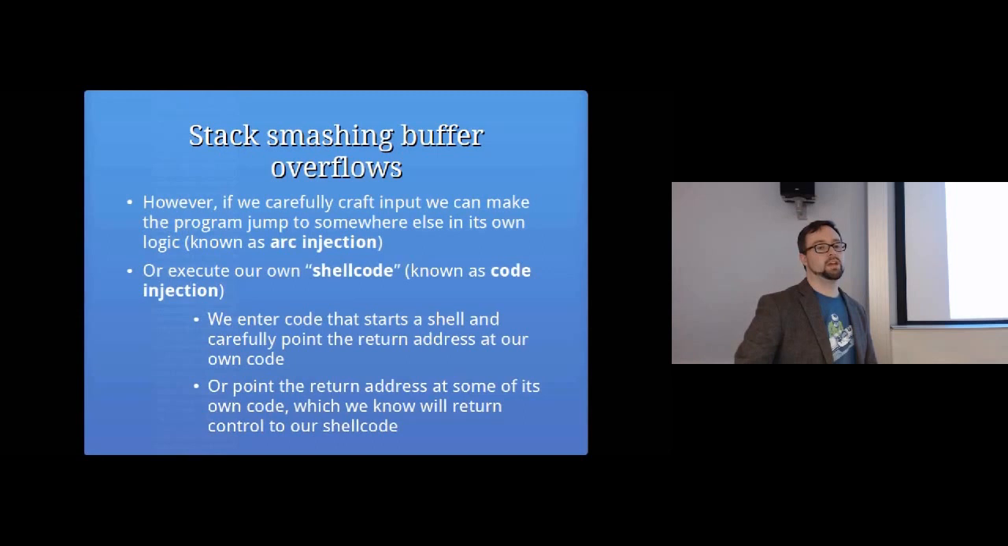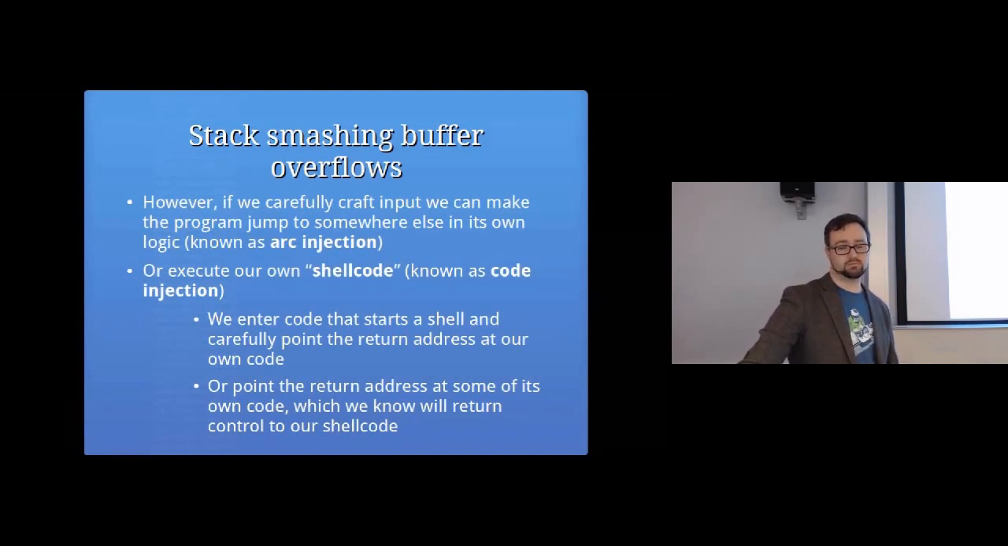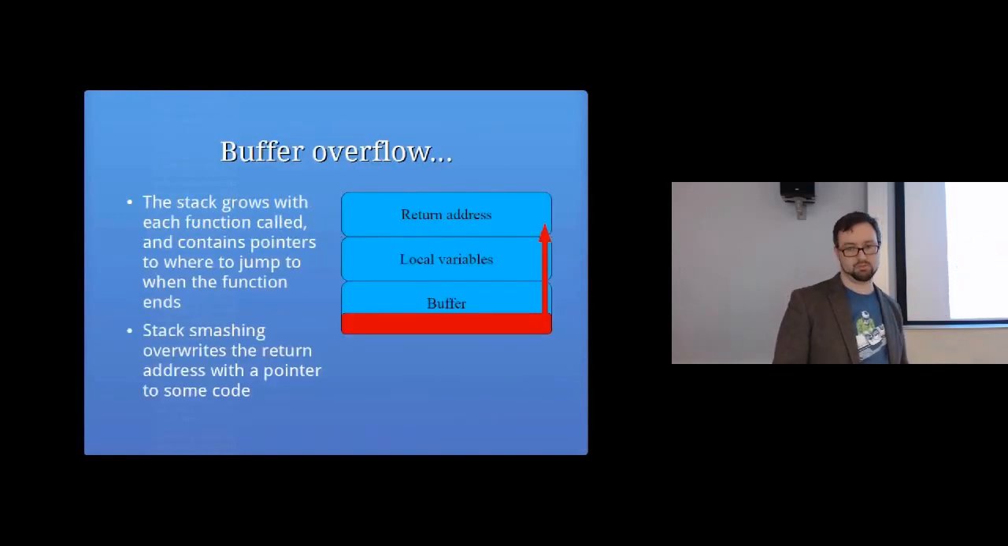For example, if it was testing certain conditions, we could just jump to somewhere else in the code and then it would be doing something else. Or we could execute our own shellcode, our own payload basically, and that's code injection. So we enter code, for example, that starts a shell, into the buffer, and then we point the return address at our own code. If that was possible, then that would run our shellcode. Or we might point the return address at some of the program's code in an attempt to jump back into our own shellcode, which will make sense in a second.